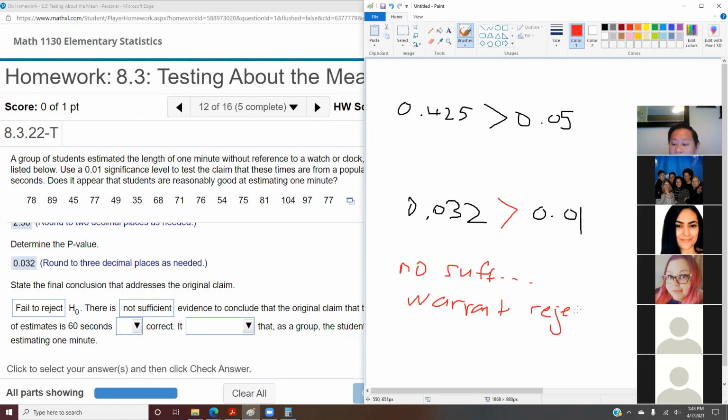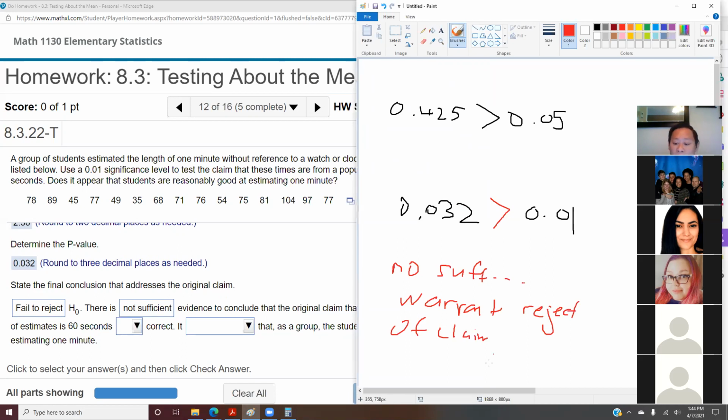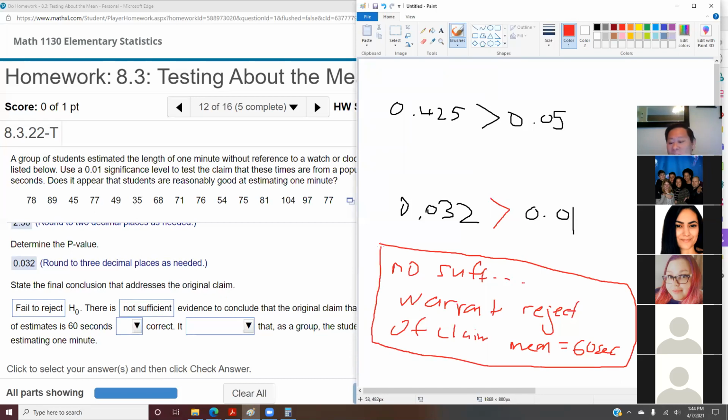And what does the claim say? The mean is equal to 60, right? I just shortcut everything; I don't have time to write this down. Let me show you. This is what you write down: there is not sufficient evidence to warrant rejection of the claim that the mean is equal to 60 seconds.